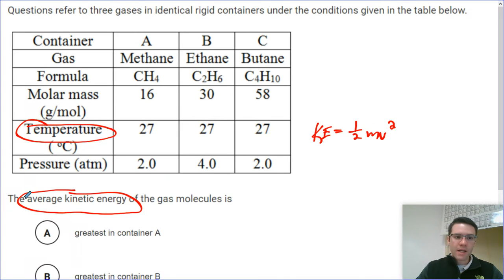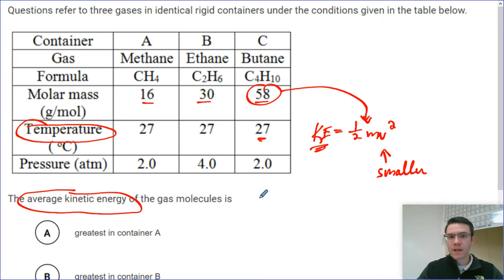If this problem said compare the velocity of each one of them, we know the temperatures are the same, so the kinetic energy on this side of the equation has to be the same. If our mass has changed, and they do, it gets more massive. The more massive molecule, as m gets bigger, our v has to get smaller. I need a smaller v for our C4H10 so that when I multiply this out, I get the same kinetic energy and end up with the same temperature. So at the same temperature, the larger the molecule, the slower it's moving. So this would be the slowest, and this would be the fastest, the methane.